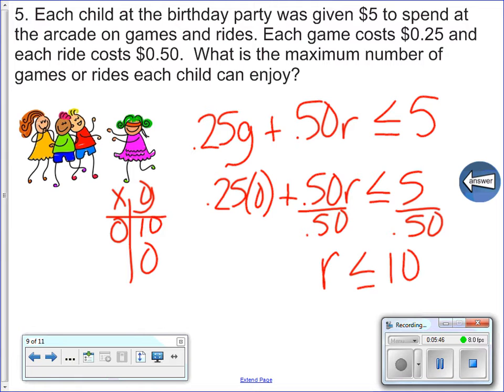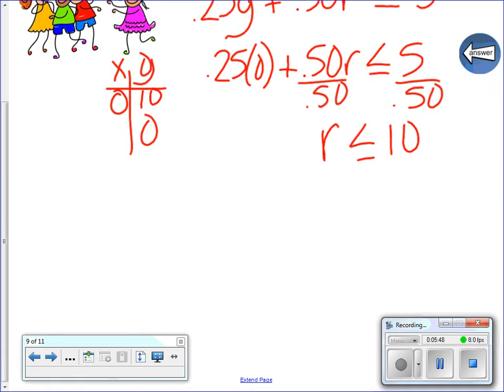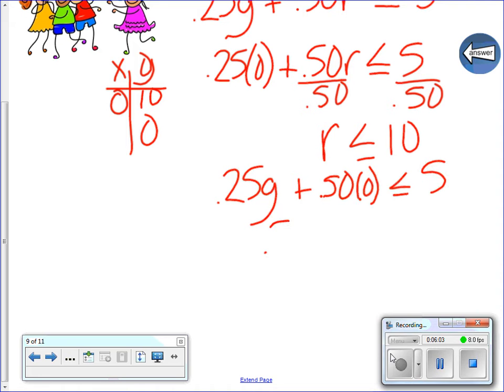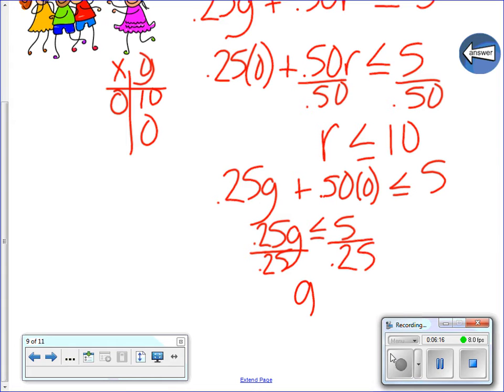Do the same thing with 0 for the rides. So 0.25 games plus 0.5 times 0 for the rides is less than or equal to 5. So I got 0.25 games is less than or equal to 5. Divide both sides by 0.25, and our games is less than or equal to 20. So they can either play 20 games and no rides, or 20 rides, no games.